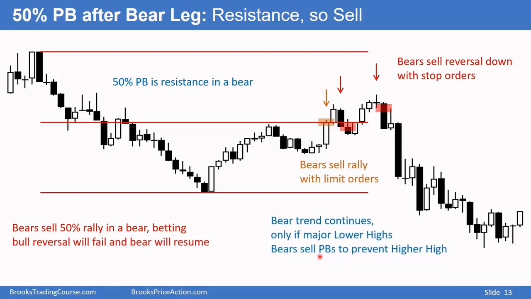It continues to be a bear trend only if it continues to form major lower highs. The bears sell pullbacks to prevent the market from going above a major lower high. Is this a major lower high? No, it's minor. It did not lead to a strong sell-off to a new low, and therefore going above it could simply still be part of a bear flag or a bull leg in a trading range. Going above this high does not end the bear trend.